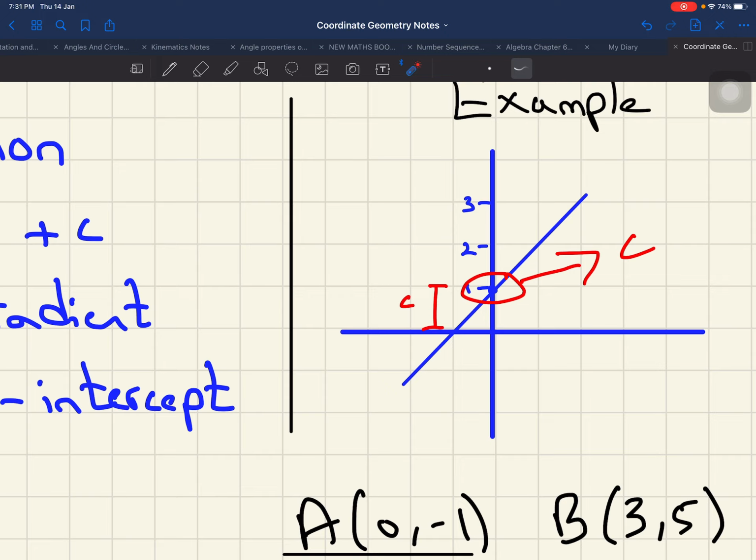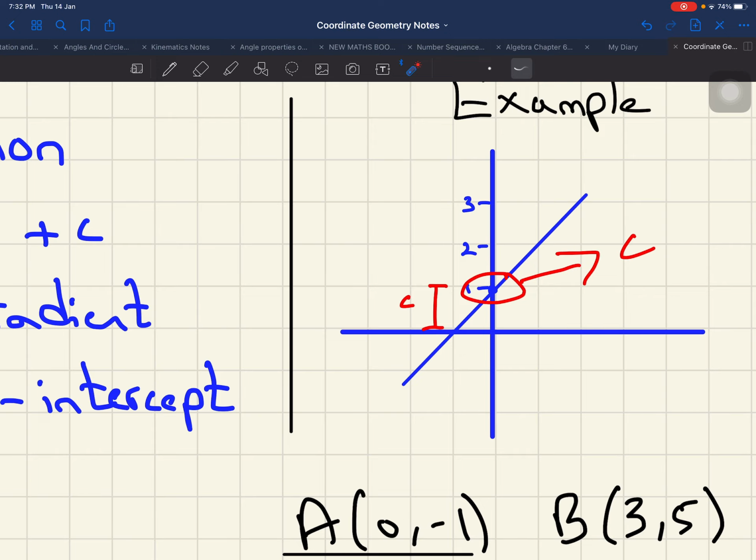Now m is the gradient. How can you find m? By applying the formula y2 minus y1 upon x2 minus x1. You have already done it. But when it comes to c, c means y-intercept. What does y-intercept mean? Y-intercept means where your line intersects the y-axis. In this particular graph, the line is intersecting the y-axis at 1. So the value of c will be 1 for this equation. If the graph is given to you, you only need to identify at which point the line is intersecting the y-axis.